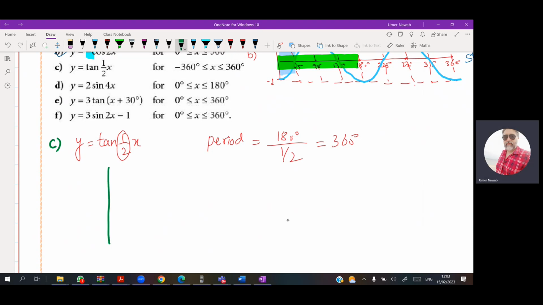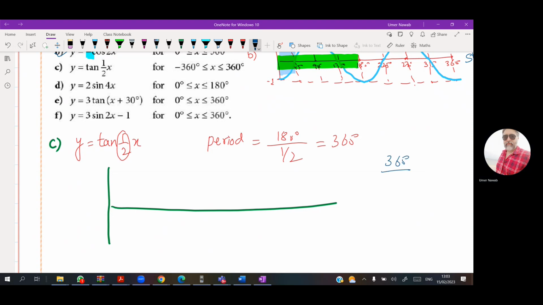Let's try to draw. What is my step? Interesting thing is this, that in this particular case, 360 degrees is my period. You remember that over there, I was dividing by 4, but in the case of tan, everything will be divided by 2 to get your step. Your step is 180. So I'm going to write here 180 and then 360.